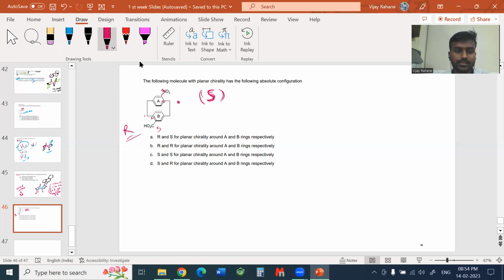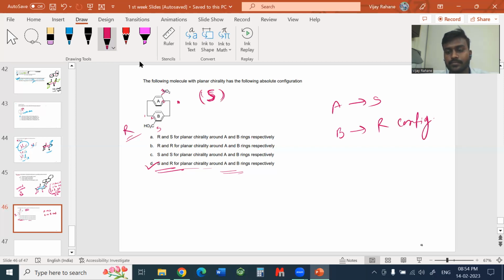So which answer is correct? Option D is correct, having S configuration and R of the planar chirality in the A and B rings respectively. So the A ring has the S configuration, and the B ring has the R configuration. Right.